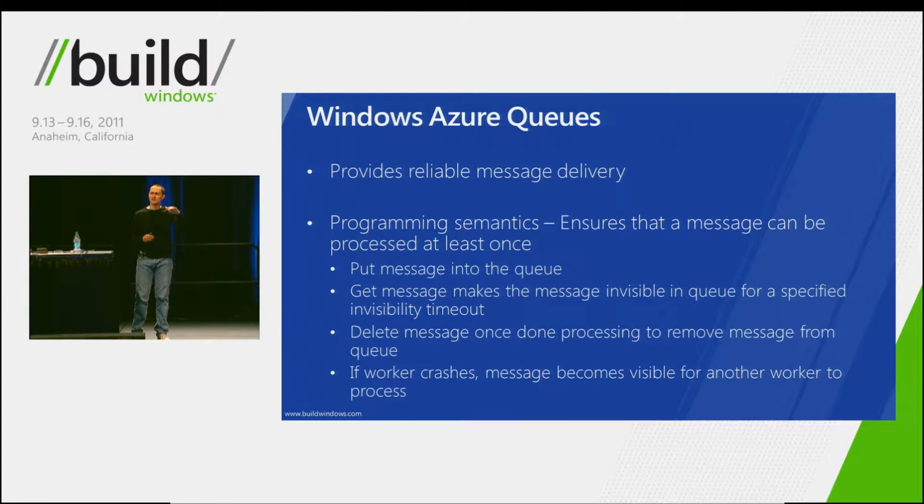You put a message into the queue. When you get a message, you specify an invisibility time. That makes the message invisible in the queue for that amount of time. The worker who did the dequeue has that amount of time to basically delete it. And if they don't delete it within that time and the worker crashes, the message becomes visible for another worker to consume. Now I'll go through a quick example of that in 2 slides.